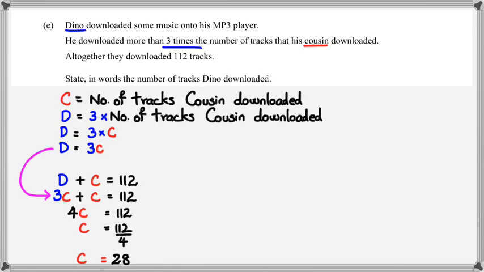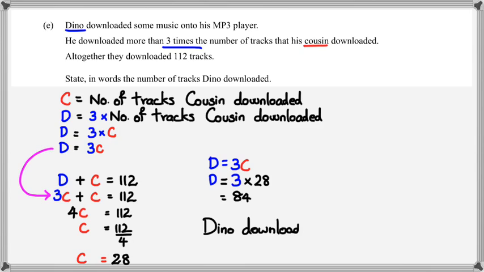So you've got to try and figure out how many tracks, as it says, state in words the number of tracks Dino downloaded. So D is equal to 3C, which means we've got 3 times 28, which equals 84. So we can pretty much say that Dino downloaded 84 tracks. Okay, so that's all of question 1 done there.